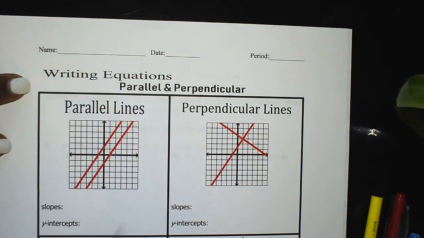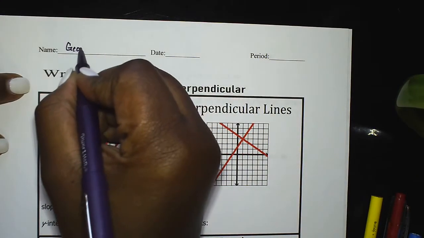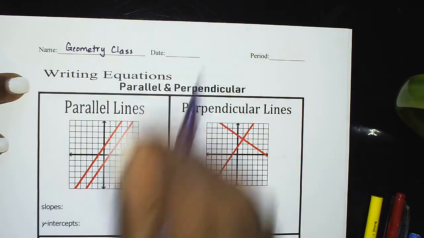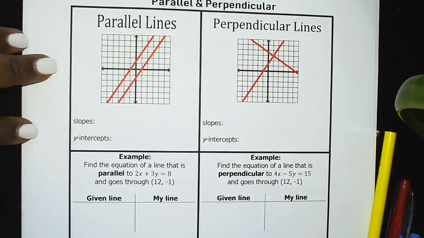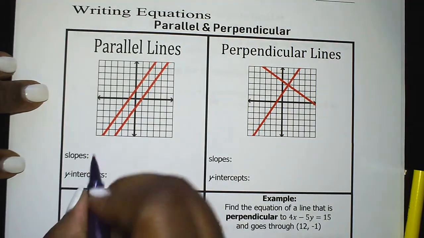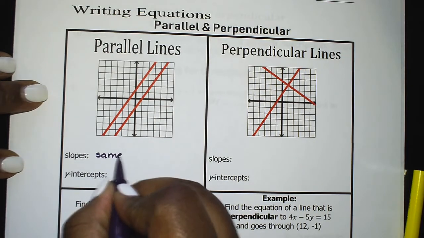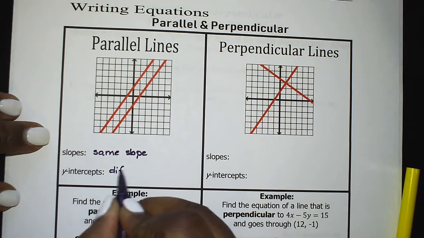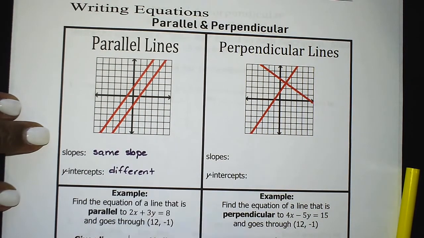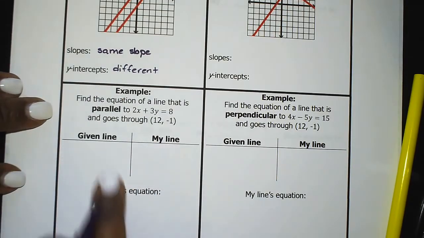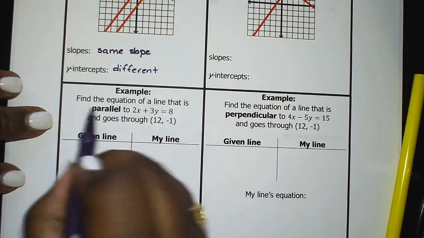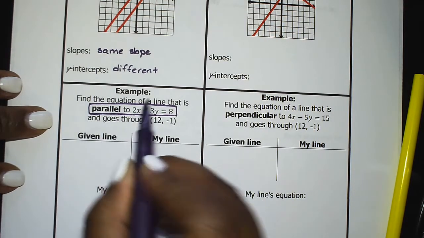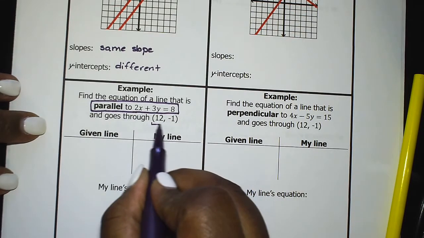All right. Geometry classes. These are your notes for parallel and perpendicular lines. First, if you have a parallel line, you have to know that the slopes are the same. The y-intercepts are different. So on this particular problem, when it asks, find the equation of a line that is parallel to this equation, parallel means that I have to find the slope, and it goes through this point.